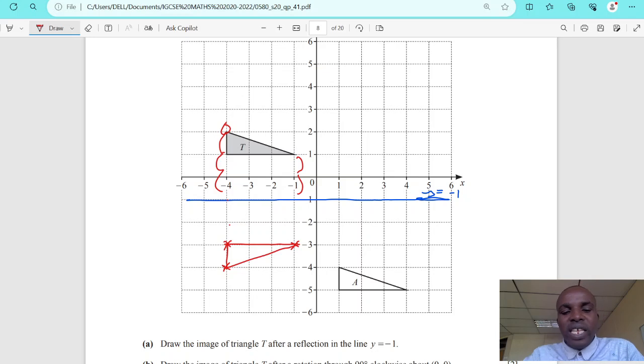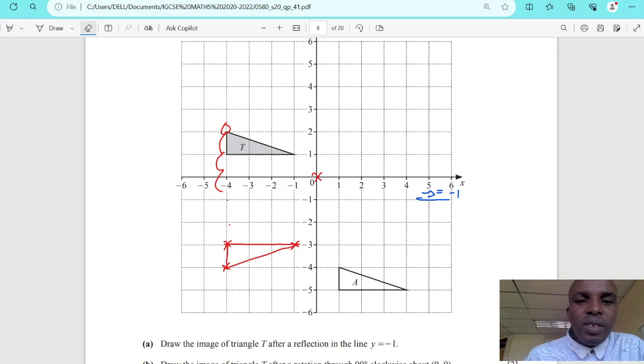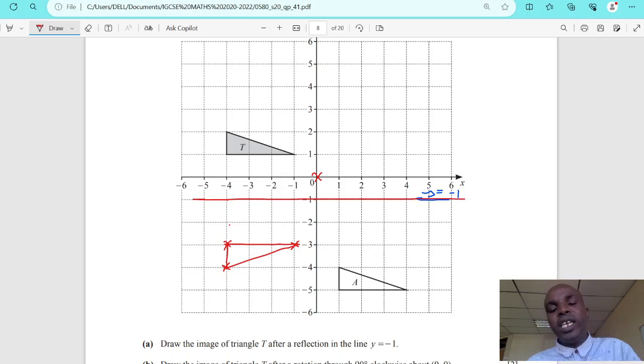Then next, draw the image of triangle T after a rotation 90 degrees clockwise about 0, 0. 0, 0 is this point. So you mark the center of rotation. That's 0, 0. Mark the center of rotation. This line, you're not supposed to delete it actually. Maintain the line. You have to show it must be there. You don't have to delete it. Right. So it's 0, 0.